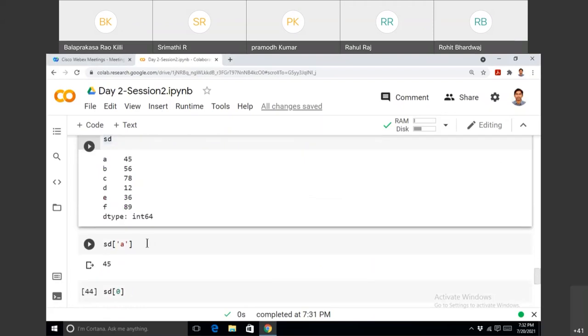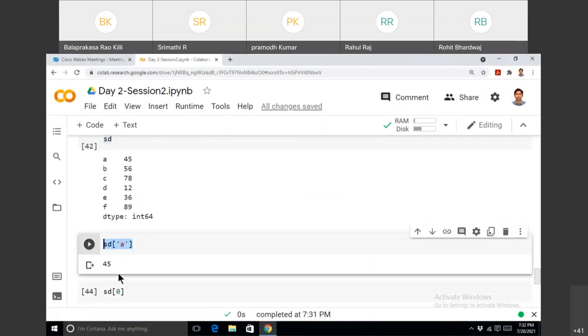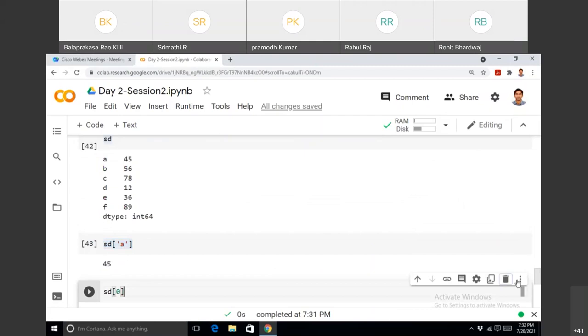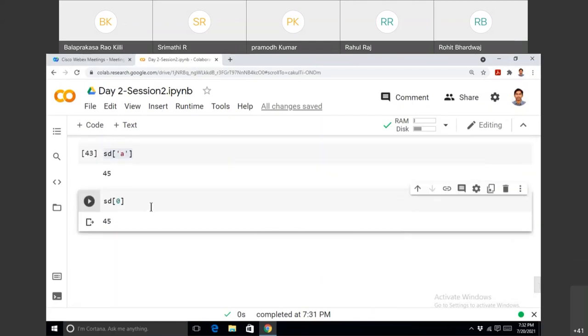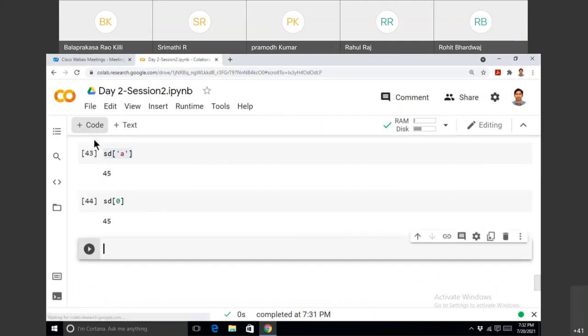Yeah, this is explicit indexing. Using SD of A, you can access. Similarly, SD of 0 also you can access. SD of 0 is called implicit indexing. Okay, so let me not focus on that one.